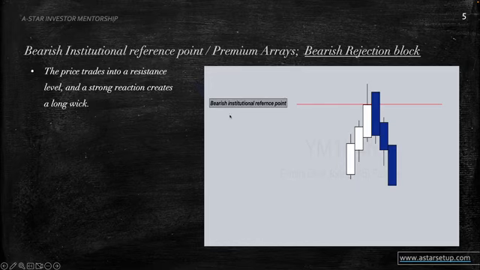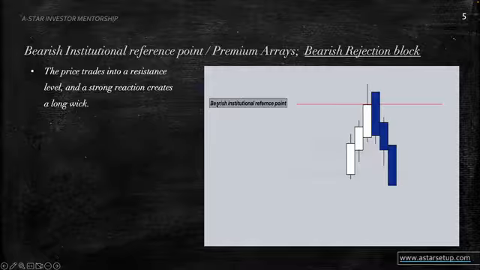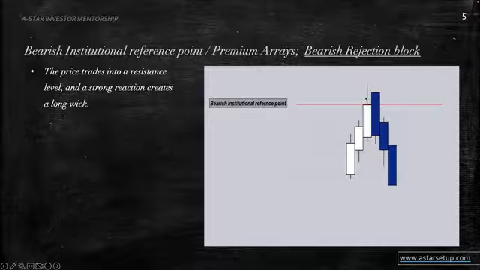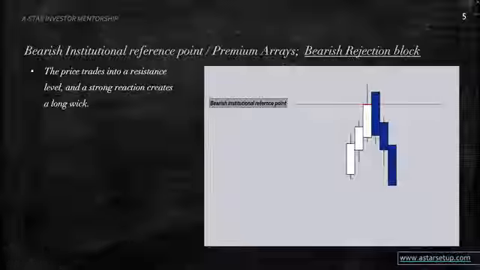So price is rallying into a premium, and it rallies into a bearish institutional reference point. It rallies into an area where we believe there should be resistance, and we see a strong reaction. So when price reaches that level that we believe should have a strong resistance, delineated by this red line, we see a strong reaction. Do you see the white candle that touches this red line? Do you see how high the wick goes up?